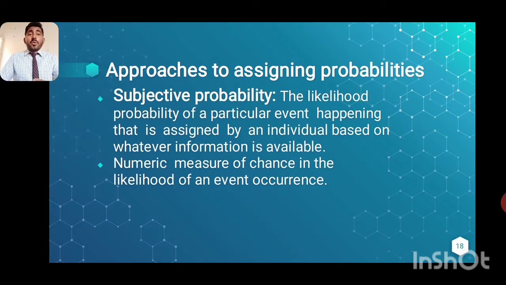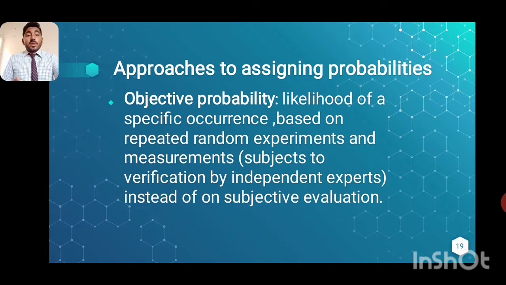Approaches to assigning probability: subjective probability. It is the likelihood of a particular event happening that is assigned by an individual based on whatever information is available. It means a numeric measure of the chance or likelihood of an event occurring. Objective probability is the likelihood of a specific occurrence based on repeated random experiments and measurements, subject to verification by independent experts instead of a subjective evaluation.